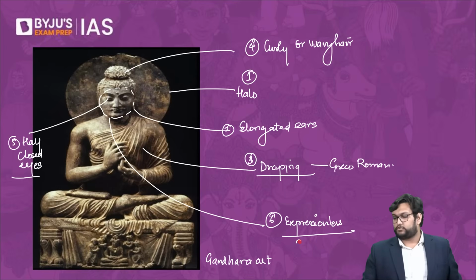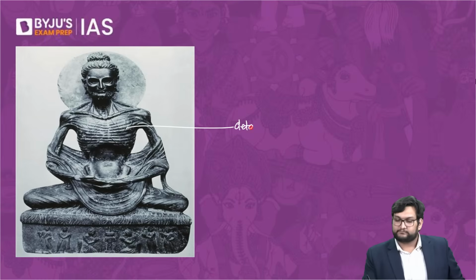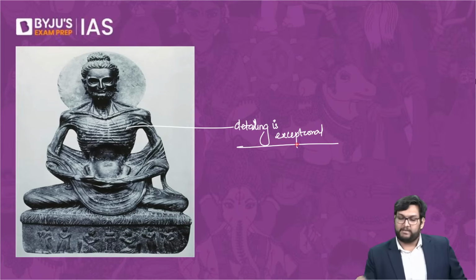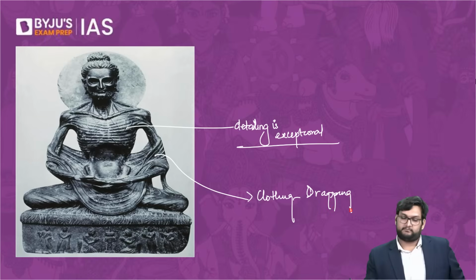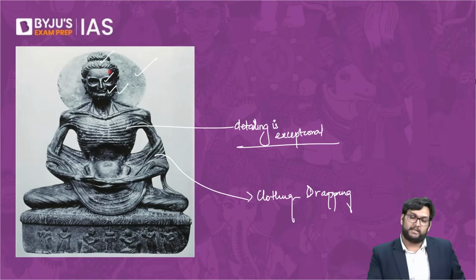Expressionless or stoic. If you go to the image called the meditating Buddha or the starving Buddha, the level of detailing is exceptional. Draping means how he is holding this. Draping means clothing. Here again, halo, half closed eyes, expressionless, elongated ears, curly hair.